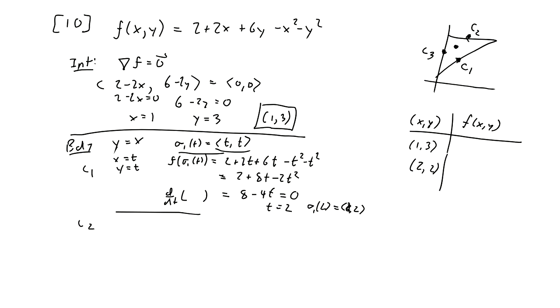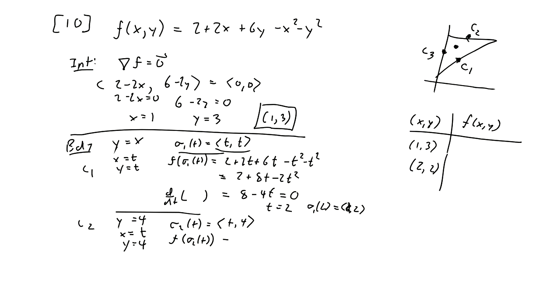C2 was the curve y equals 4. So when I parameterize, y's got to equal 4. So x equals t. I'm parameterizing a horizontal line segment, so y is constant and x varies. So sigma 2 of t is equal to t comma 4. I'm going to take the parameterization and plug it into f. F of sigma 2 of t.